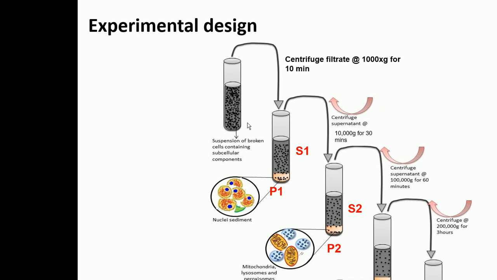We are not going to do all the different centrifugations. We are just going to limit our experiment to two spins. The first is at 1000 G for 10 minutes, and the second is at 10,000 G for 30 minutes. In this way, you will get two supernatants and two pellets. In P1, we expect a lot of nuclei, and in P2, a lot of mitochondria. We will be doing all our assays on all these fractions.